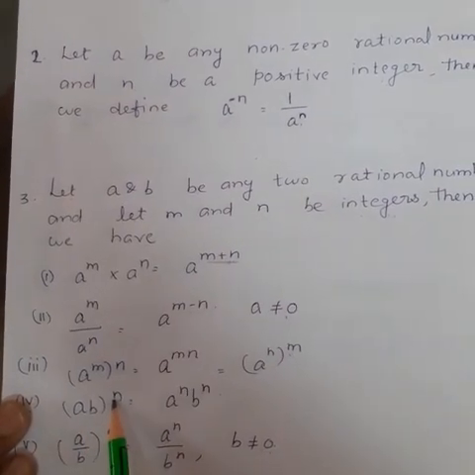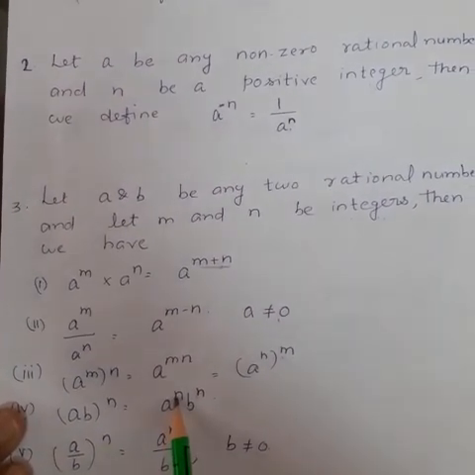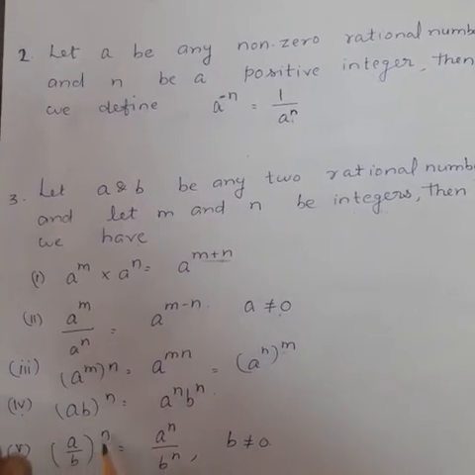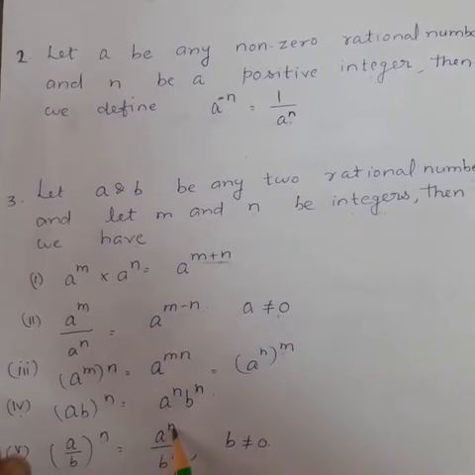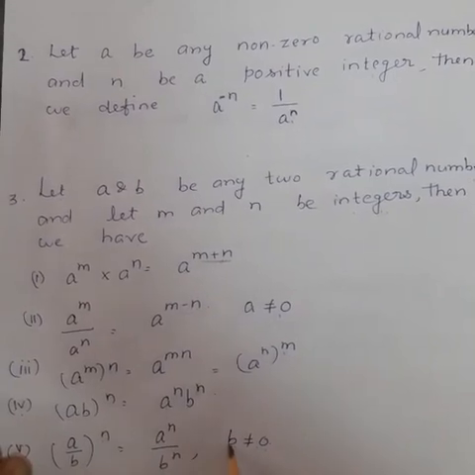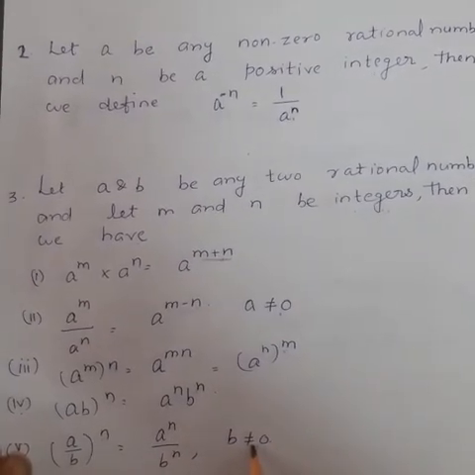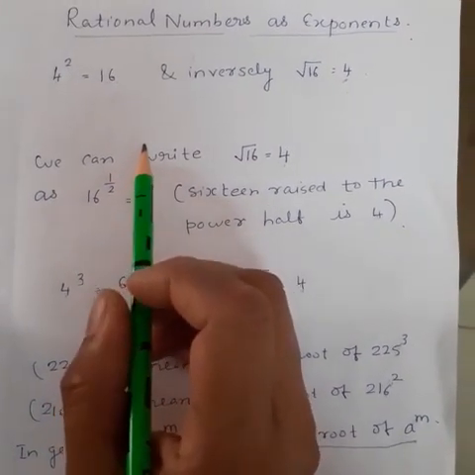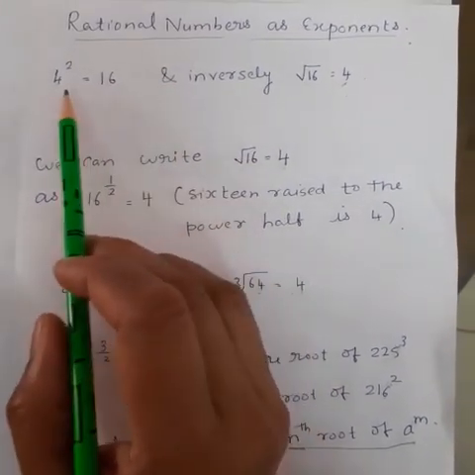ab whole to the power n is equal to a to the power n b to the power n. Next, a by b whole to the power n is equal to a to the power n divided by b to the power n, where b is not equal to 0. Next, we are going to study more about rational exponents and their laws.